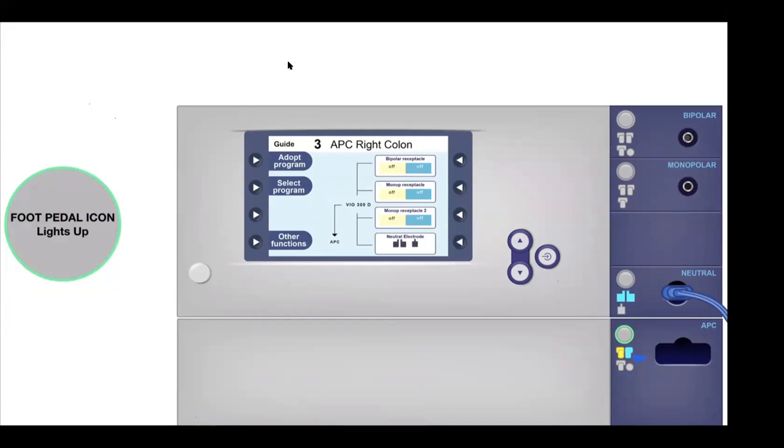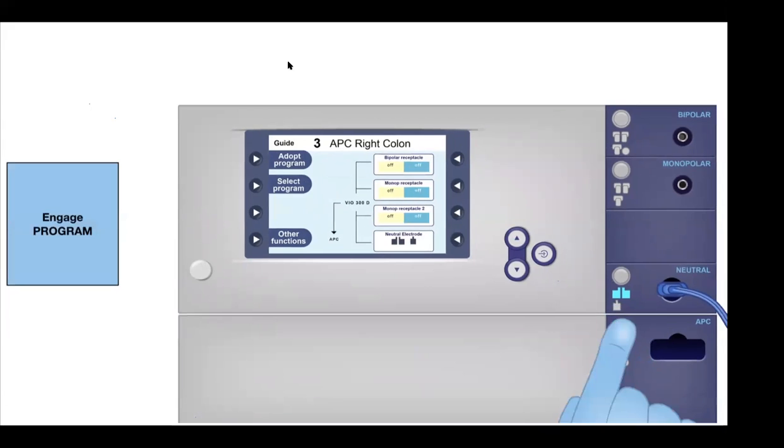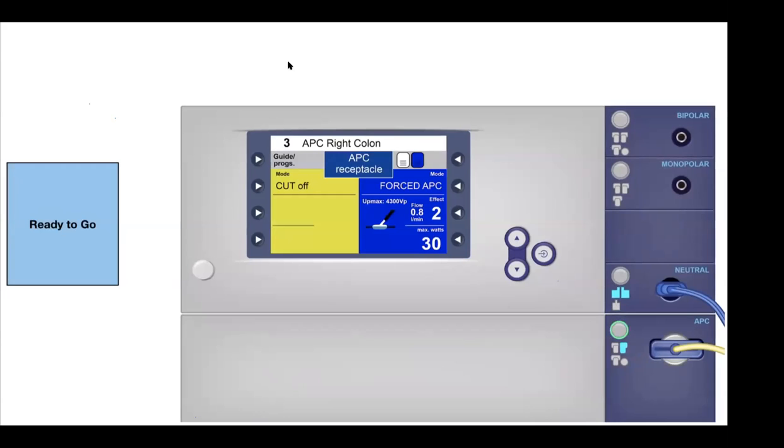And then in order to engage that program, you press on that. And then once you press and engage the program, this is what you will see. So it's very simple. Press this button first, power on, select the program, and then engage the program. Basically 3 steps.